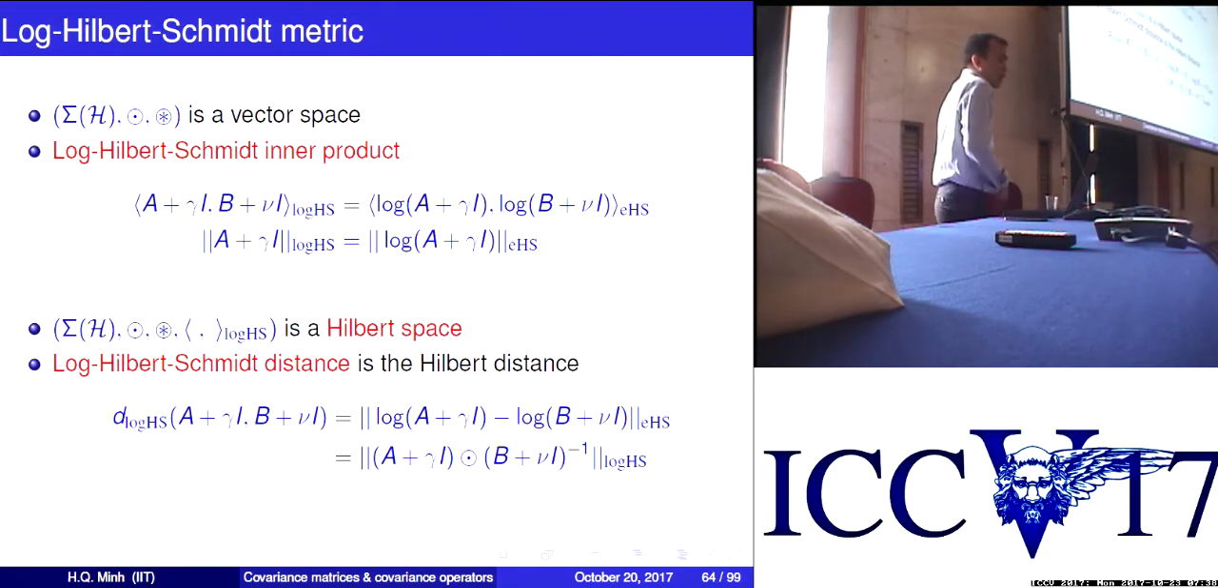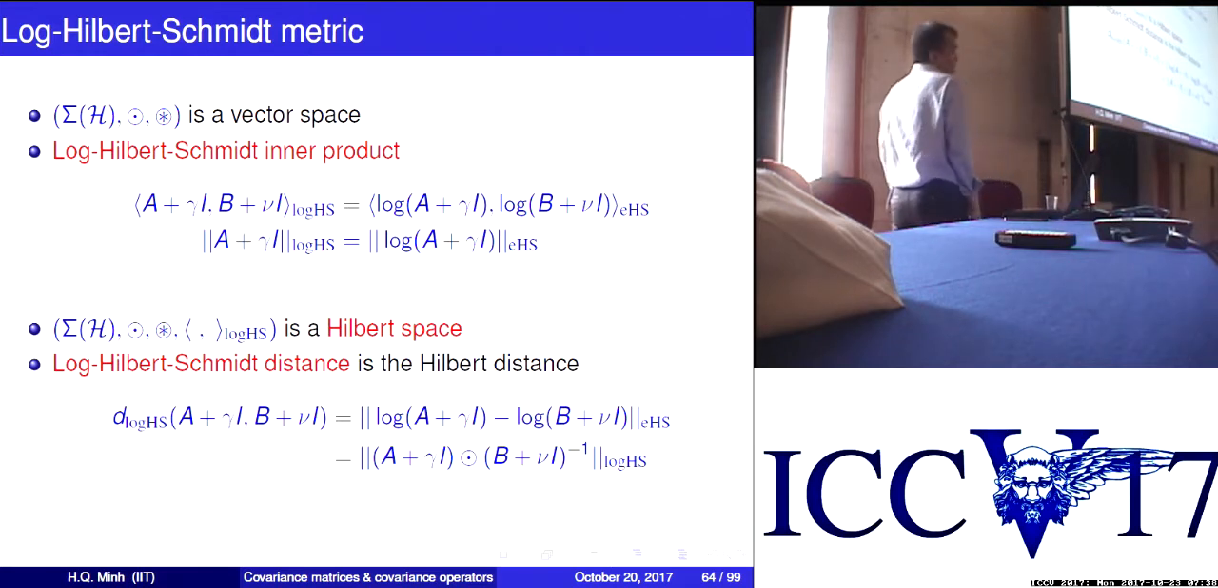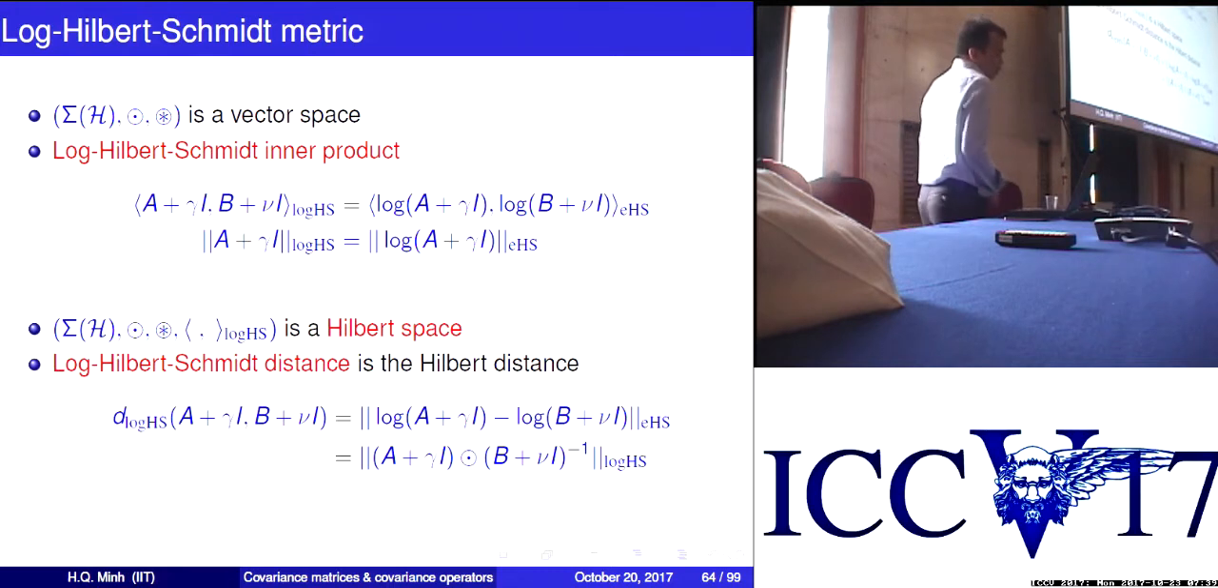And so we can define the inner product. We can define the log HS inner product as the inner product of log of A plus gamma I and log of B plus nu I, with the inner product being the extended Hilbert-Schmidt inner product, and the norm being the extended Hilbert-Schmidt norm of log of A plus gamma I. So now, if we do this, then Sigma H with these two operations, dot and star, is a vector space, and if we include the log HS inner product as well, then it's a Hilbert space. We can actually show that it's a Hilbert space, and then we have the distance. Now, instead of the distance of log A plus log B, we just have the distance of log of A plus gamma I minus log of B plus nu I, the extended Hilbert-Schmidt distance.